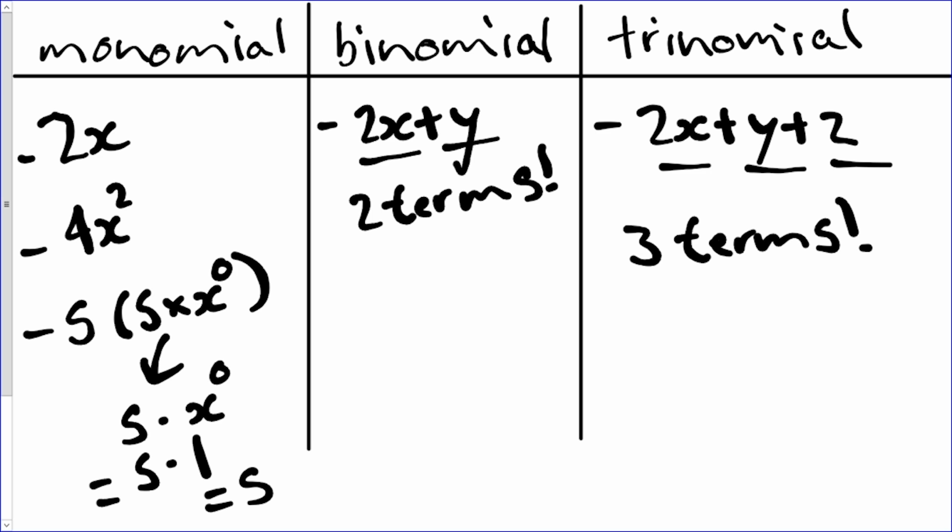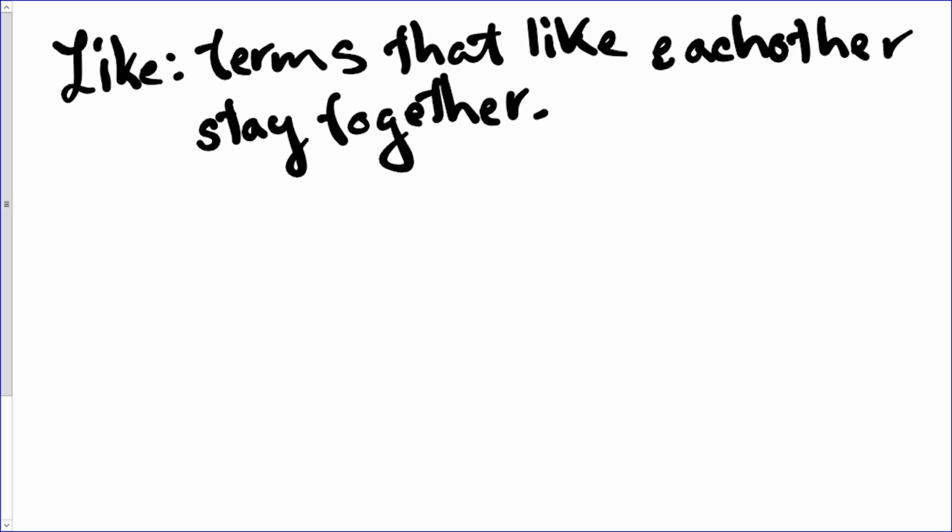But now that we actually know a little bit about polynomials, let's put that knowledge to good use. Let's go on and learn about like terms. Like terms can be easily thought of as such: terms that tend to like each other will stay together. Easy?